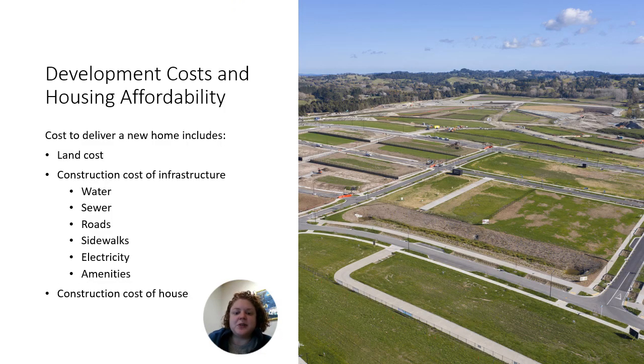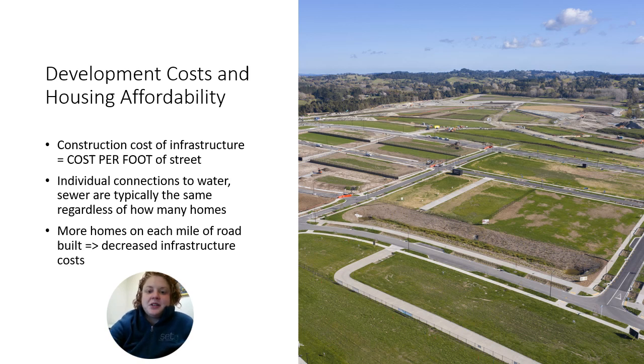I'm going to go into a little bit more detail about how PUD regulations can reduce development costs and potentially improve housing affordability. There are three main costs to delivering a new home: the cost of the land, the cost of the infrastructure, including utilities, streets, and amenities, and of course, the construction cost of the home itself.